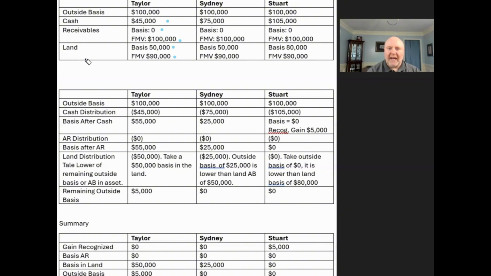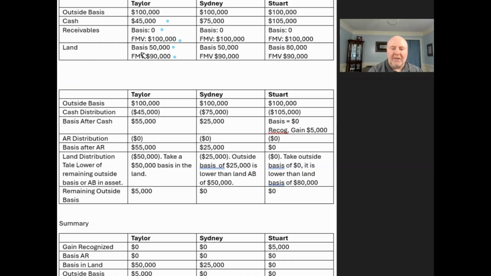Well, when you receive cash, you have to lower your basis, and you lower it all the way down to zero, depending on what your distribution is. But we cannot have a negative basis. So what will happen here is we have 100,000, plenty of basis to accommodate the cash of 45,000. So we're going to go 100,000 minus 45,000. That means we have $55,000 remaining.